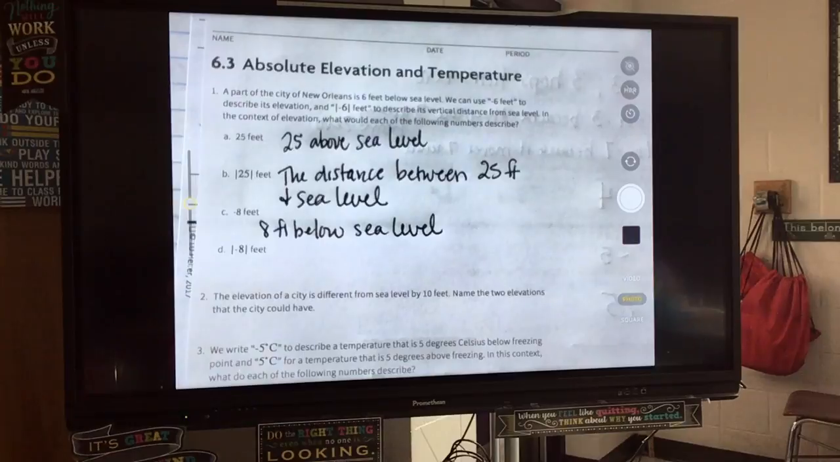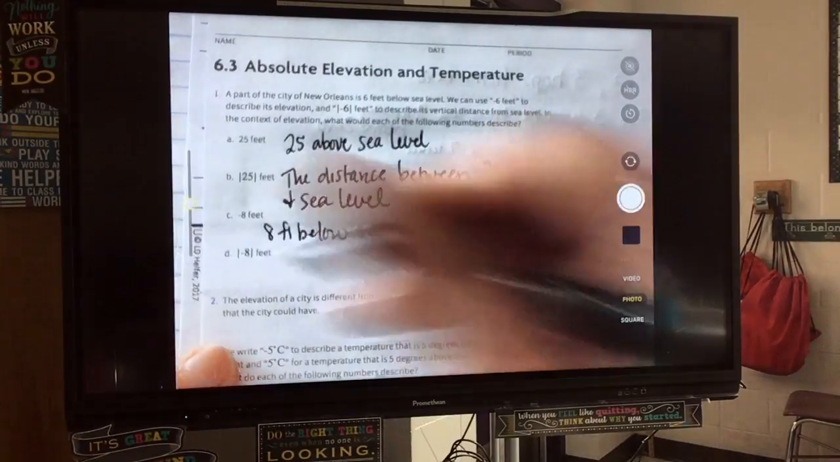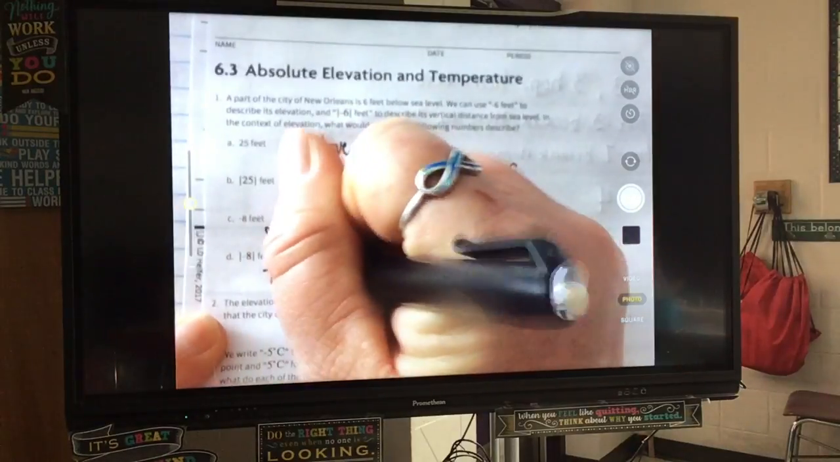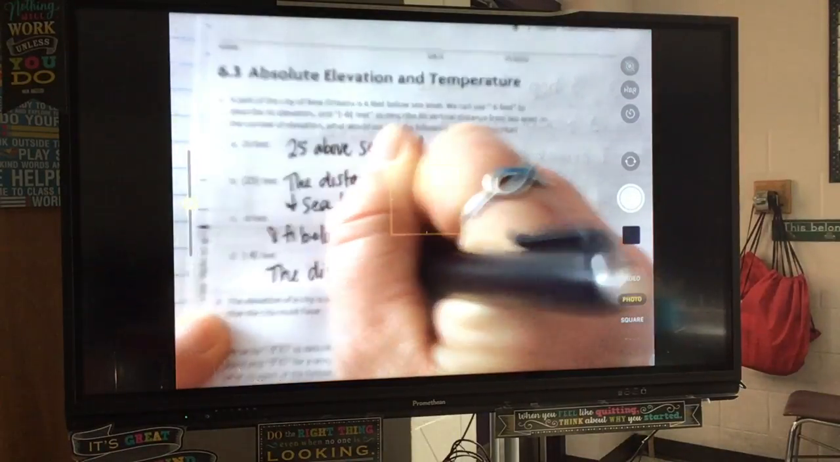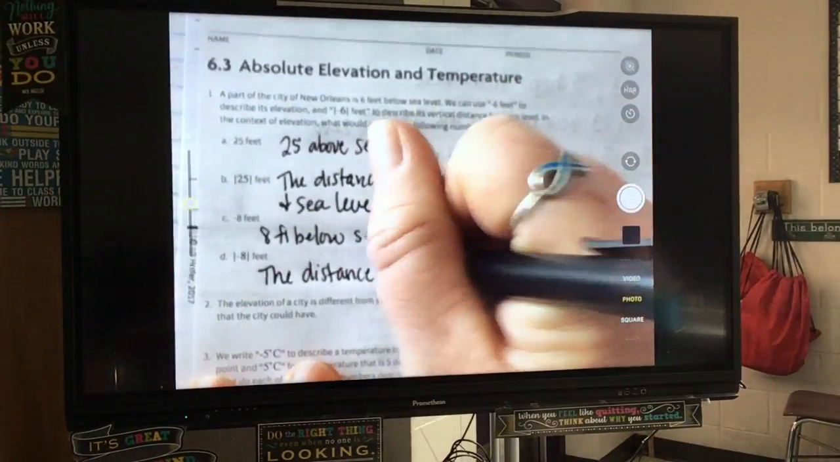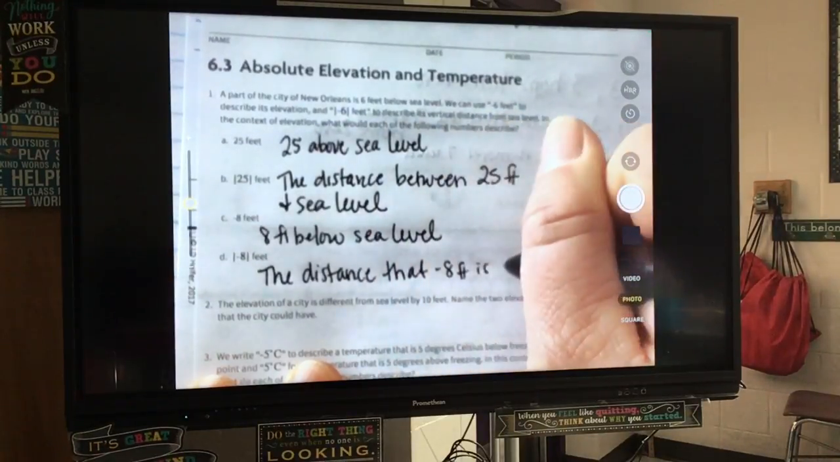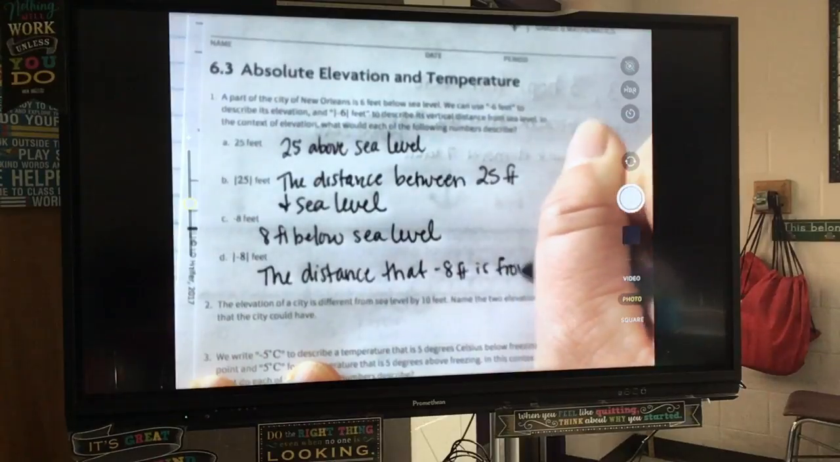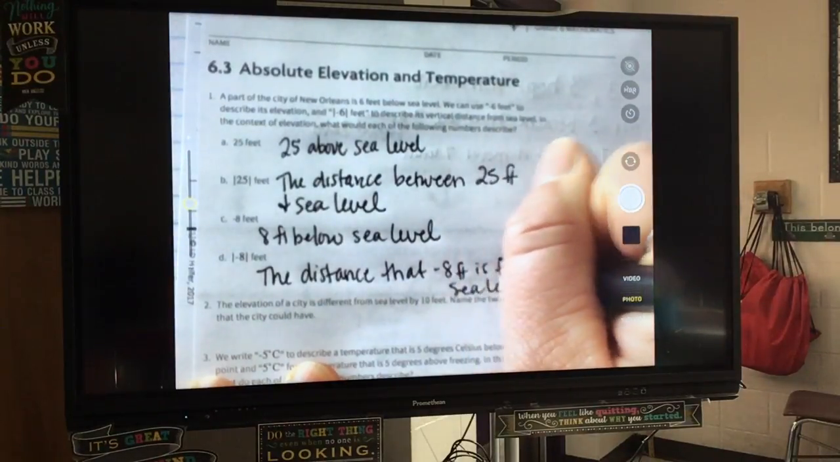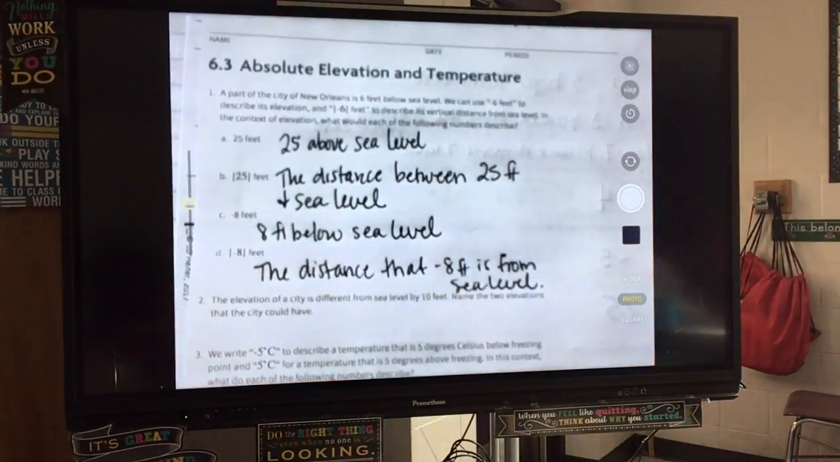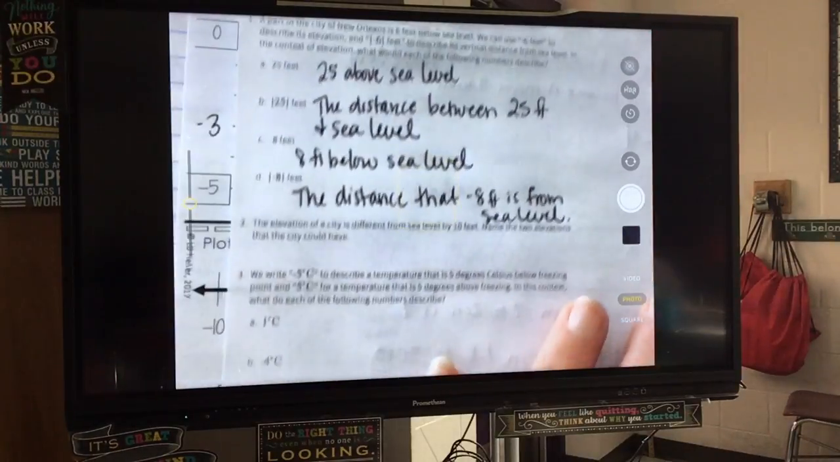Why are we going down? Here's Addie. The distance that negative 8 feet is from... So negative 8 feet is from 0? From sea level? All right, rocket science. Woo, that was tough.